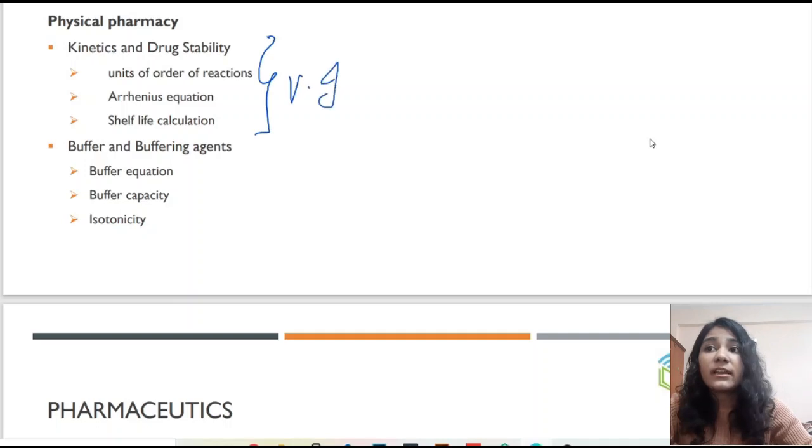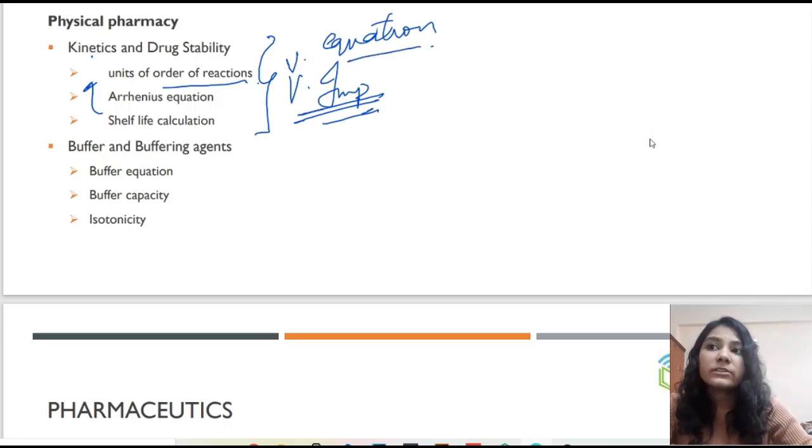Next chapter is kinetics and drug stability, and this is a very important topic. Mainly you should be familiar with the order of reaction and their overall equation. Like in 2K19, a question was asked in which they had given an equation, and they asked what order of reaction this equation depicts. Questions are asked from their units also, and from the Arrhenius equation and the shelf life calculation. This overall chapter is very much important.